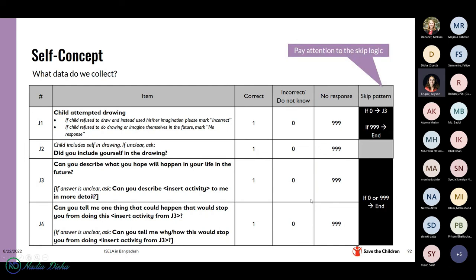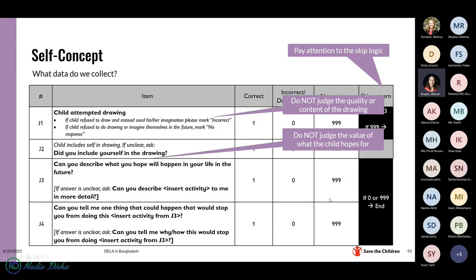The skip logic also: if they're unable to answer any of these questions, you skip to the end. Again, we're not judging the quality. We're not judging or valuing what the child hopes for. We've had children hope for negative things, like I want to become a gangster or a famous criminal. That is something that could happen in their future. Just because we don't think it's appropriate or we don't like it doesn't mean that we would mark it as incorrect in this context. And this one, we're just trying to see whether or not they can identify something that would happen in their life in the future.